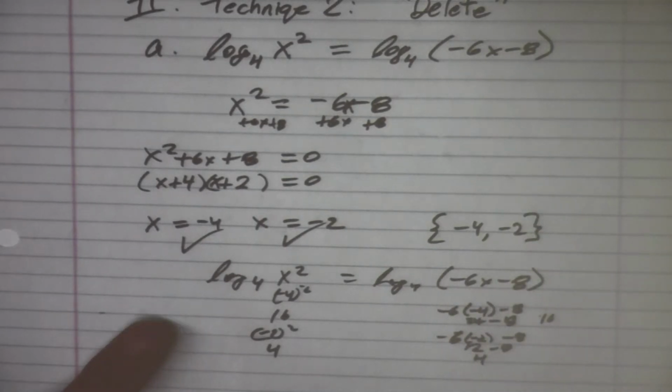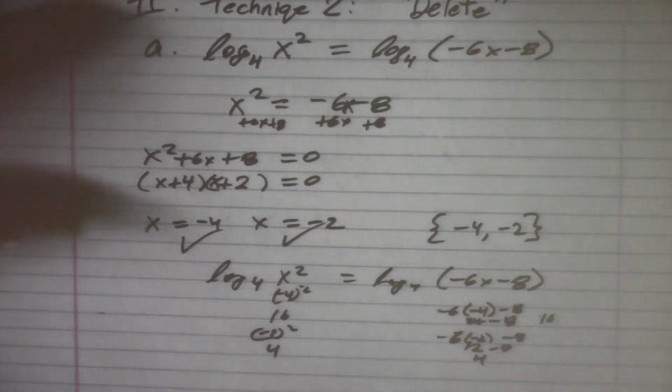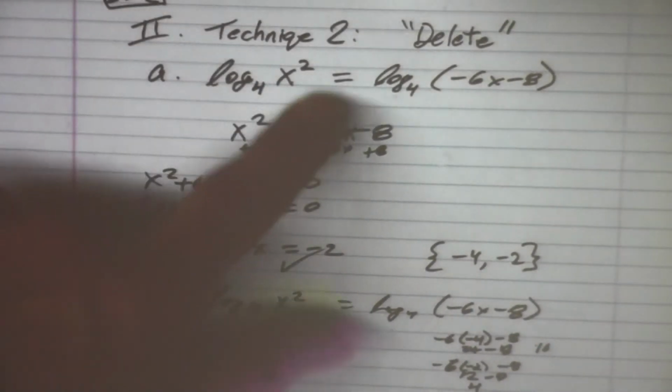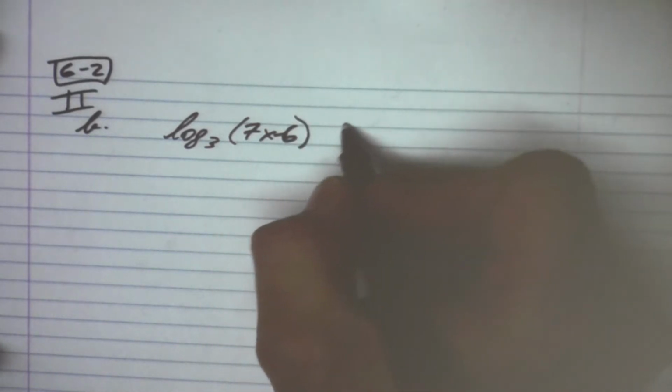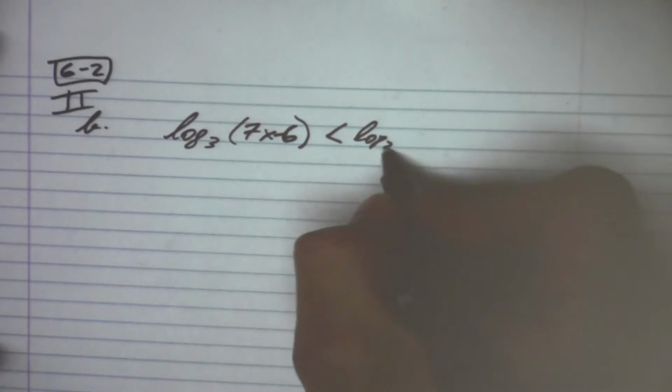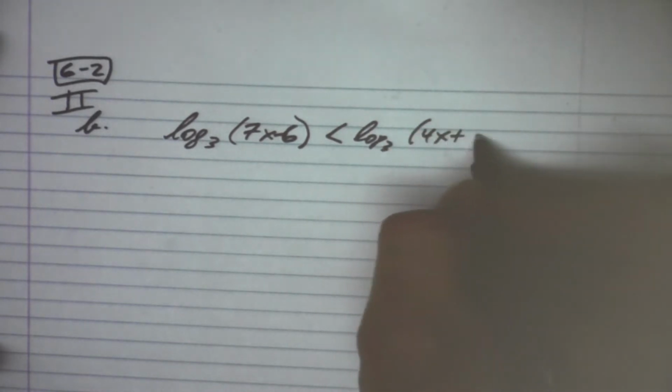All right. Now let's do another one of these. This was 2a, but let's do 2b because, of course, we need to do it with an inequality. 2b, and this is still section 6.2. So we're going to do it with log base 3 of 7x minus 6. Oops, I almost put plus. That's 7x minus 6 is less than log base 3 of 4x plus 9.